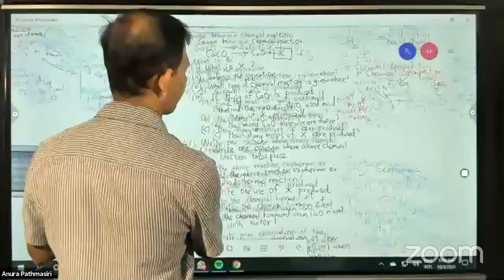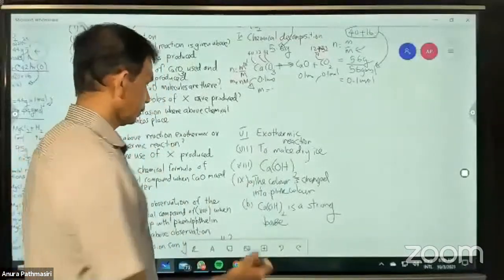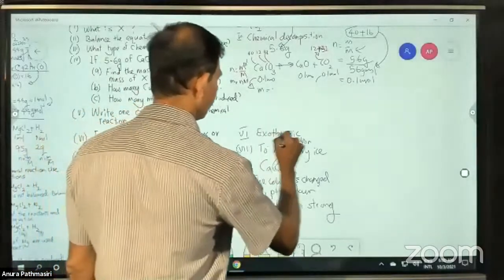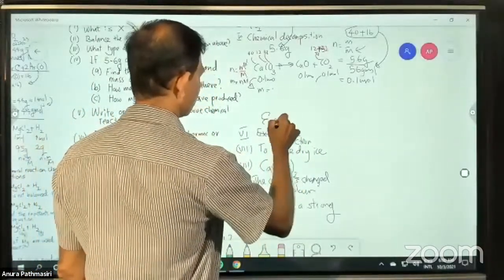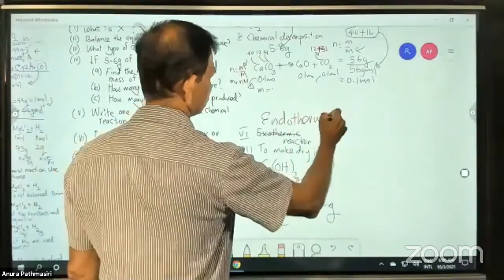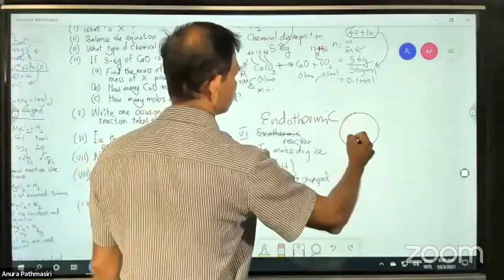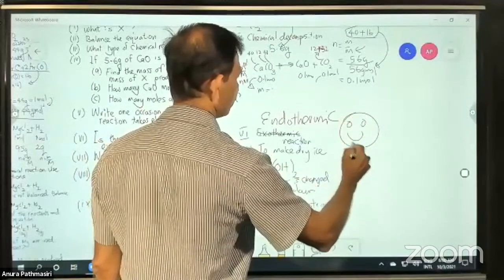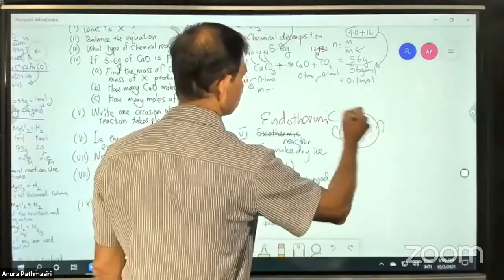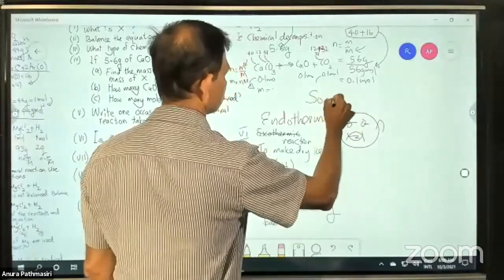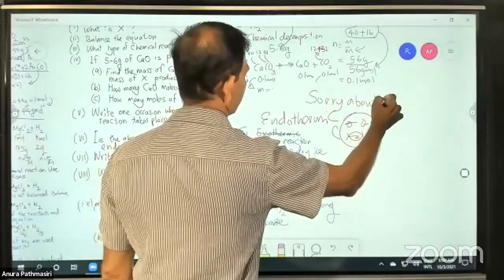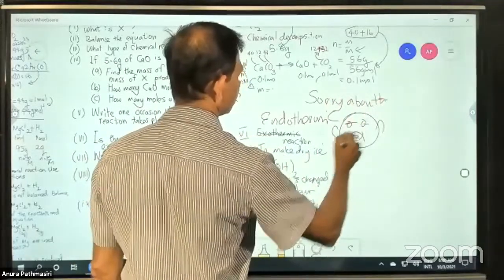Here, it should not be exothermic, it should be endothermic. This one, endothermic. Sorry about the mistake.